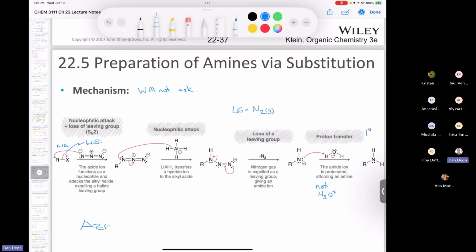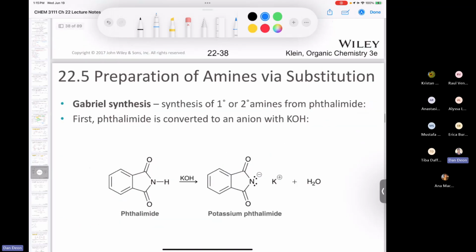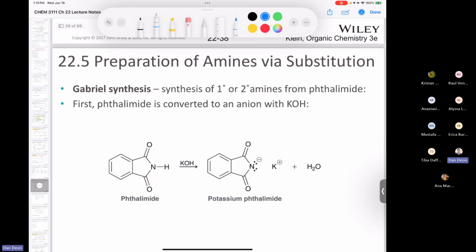So the first way that we learned is azide. This is called the azide synthesis. We take our alkyl halide, convert it into an azide, and then we can reduce it with lithium aluminum hydride followed by water, or via hydrogenation. Either one will work. So that's the first one. We've got a couple more to go.